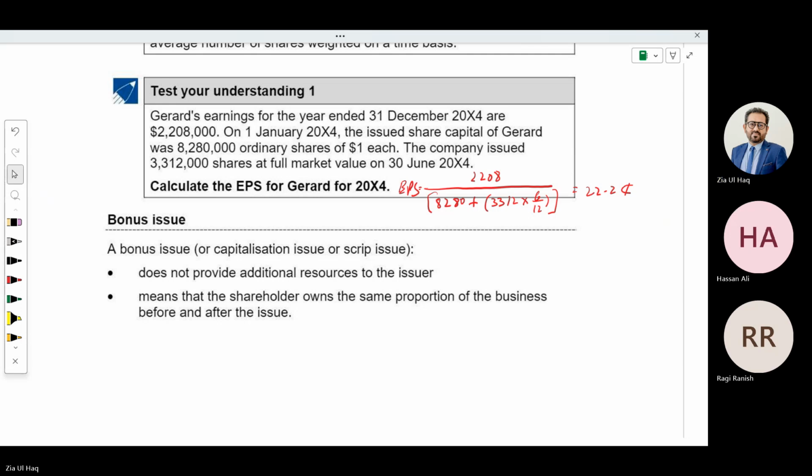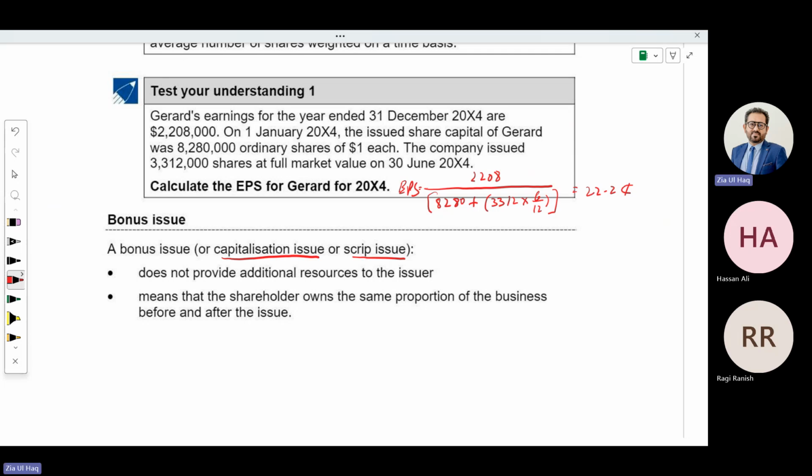What is a bonus issue? Instead of paying dividend, sometimes a company pays shares to the shareholders. Instead of paying them money, the company pays in terms of shares. This is also called a capitalization issue or scrip issue. Is the company receiving any cash on this? No.